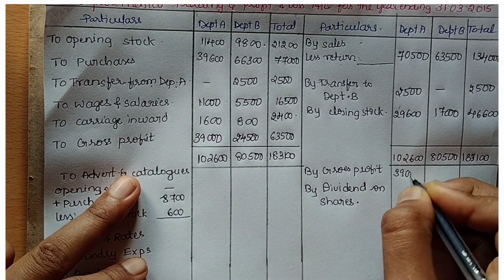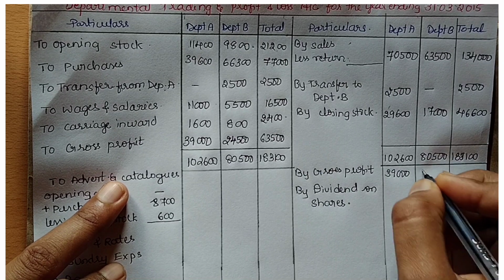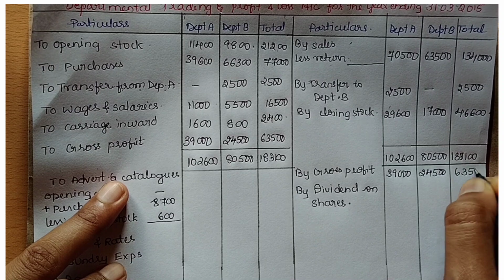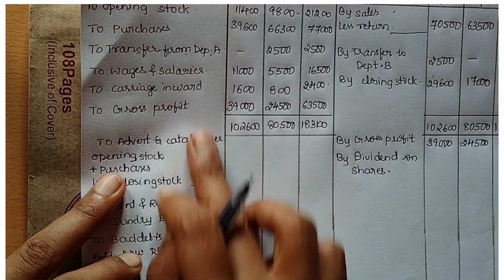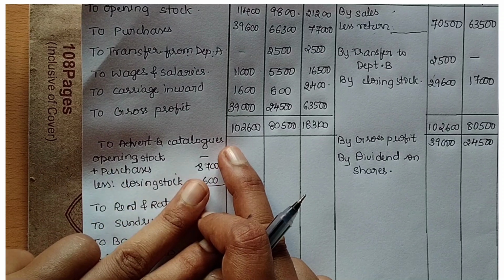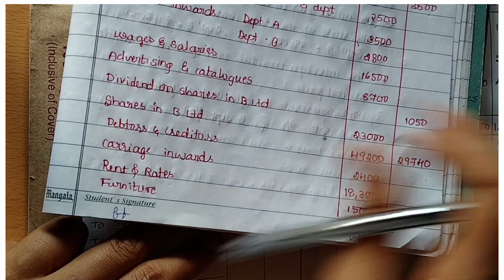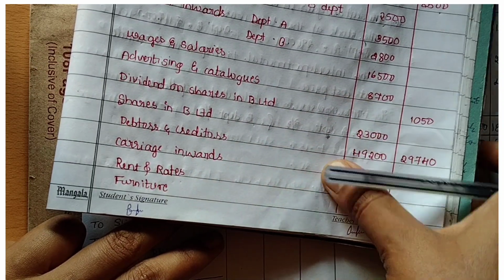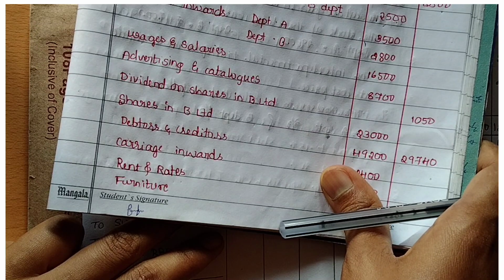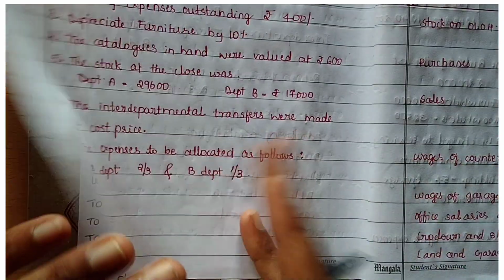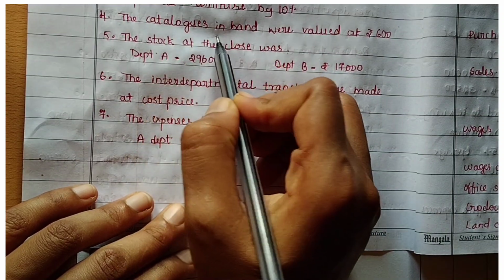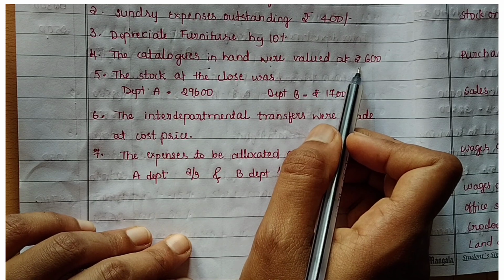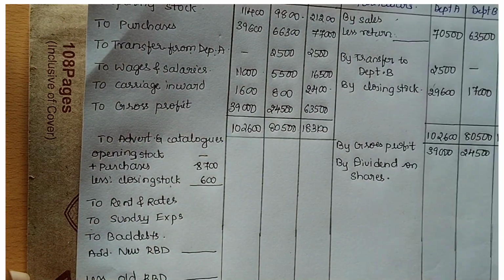Right here 39,000. How much here? 24,500. Then 63,500 to here. Now write all the remaining expenses from the problem. It is advertising and catalog. How much? 8,700. Advertising and catalog 8,700. But something is there here. They have said that the catalogs in hand at the end were valued at 600. Means only 600 is remaining. So we have to do it like this.